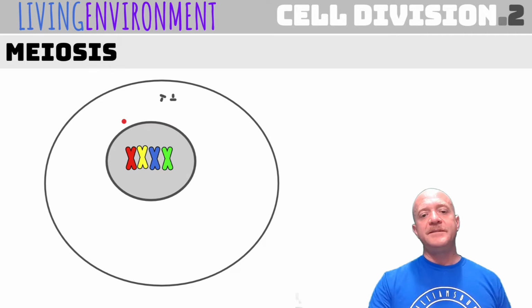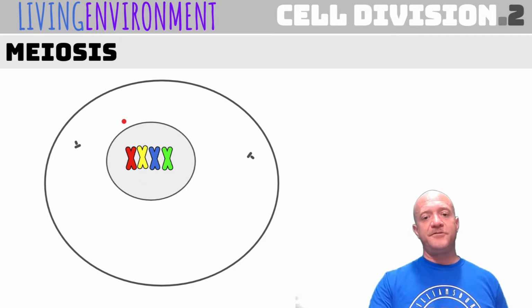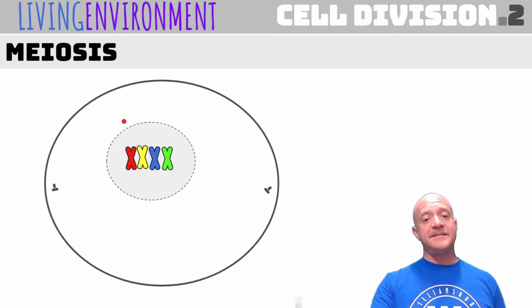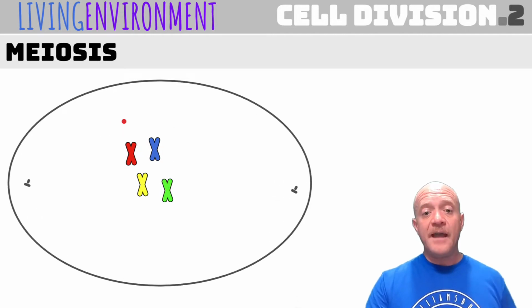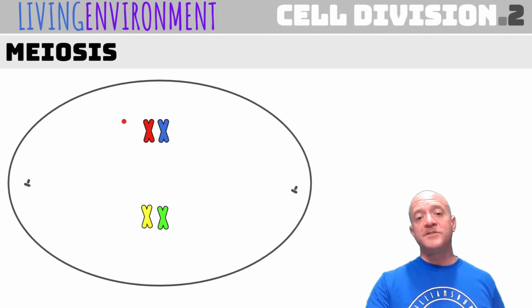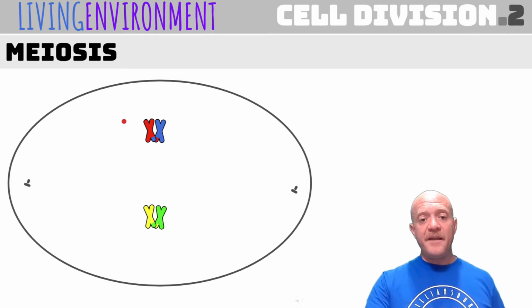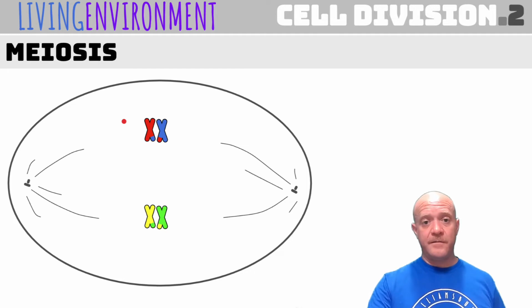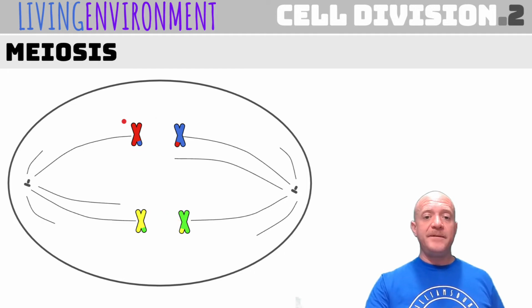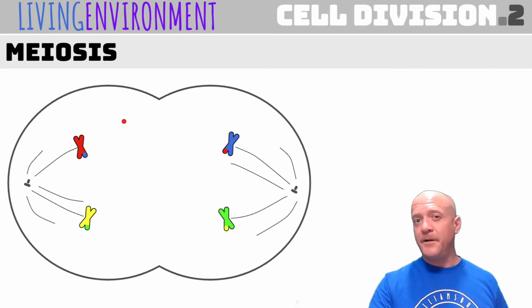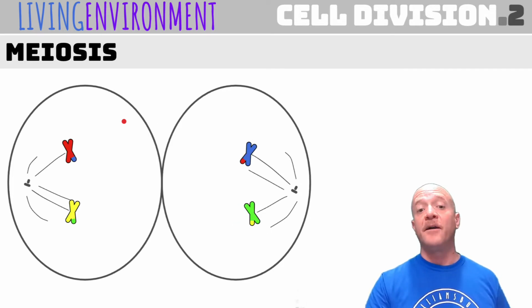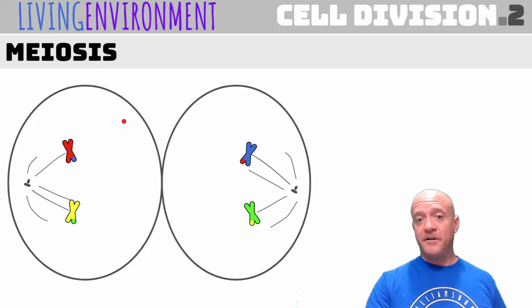Now, what happens is these centromeres are moving off to the side as the nuclear membrane is disintegrating. And then some of the chromosomes will line up in the middle, and they will exchange some information through a process called crossing over. And then you have these spindle fibers that are pulling them apart. Now it's not separating the X's, it's just pulling them apart and making two daughter cells.